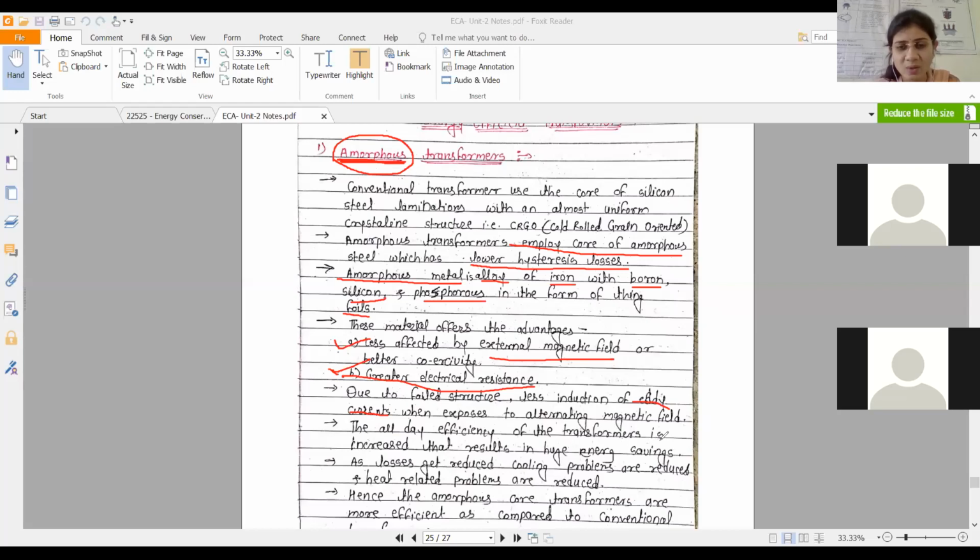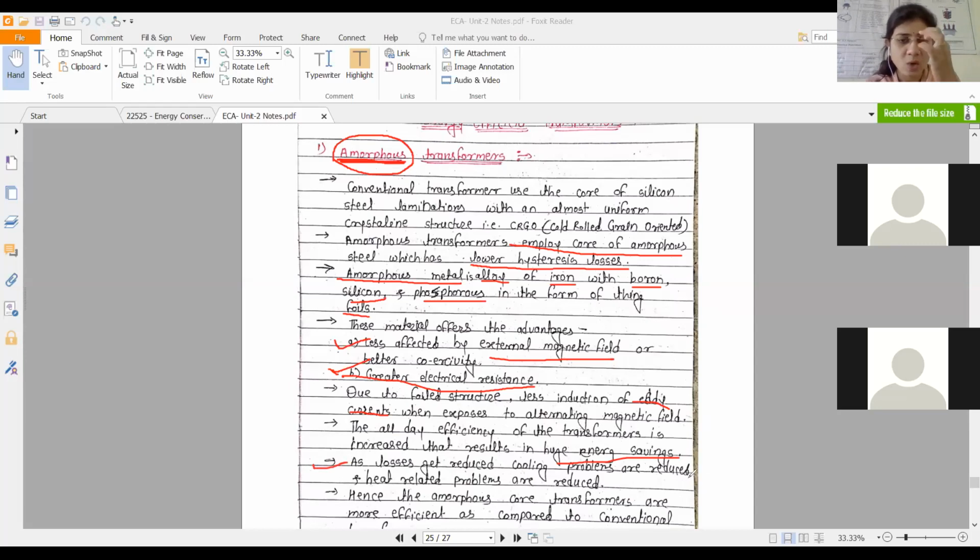Okay, and obviously these are dependent on each other. Okay, losses जर कमी असले so obviously efficiency काय होते improve होते आणि efficiency improve असेल so obviously it will be responsible for the energy saving. Okay, so as the losses get reduced, cooling problems are reduced and heat related problems are reduced. Okay, in that case losses get reduced, the cooling problems are reduced.